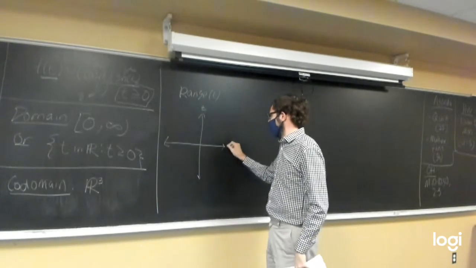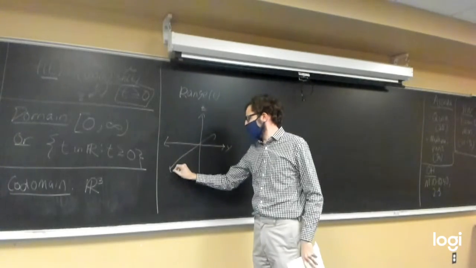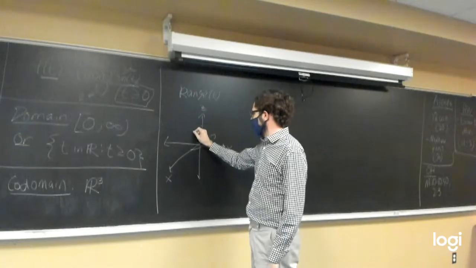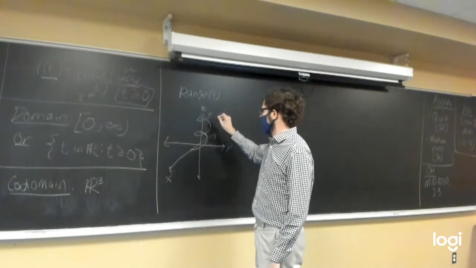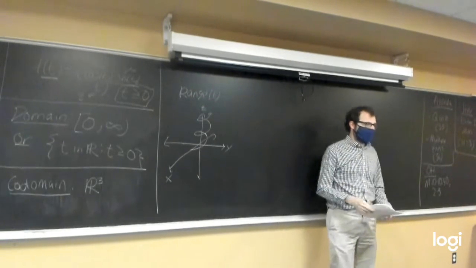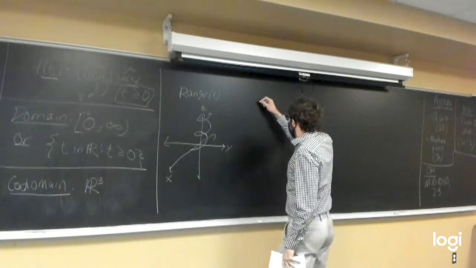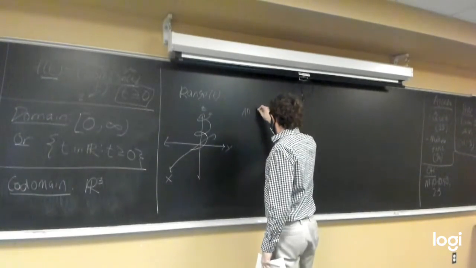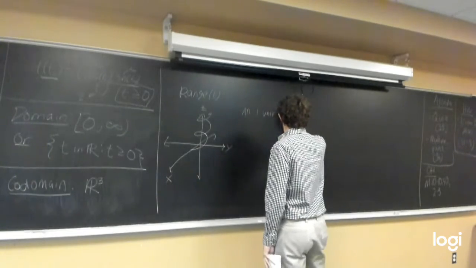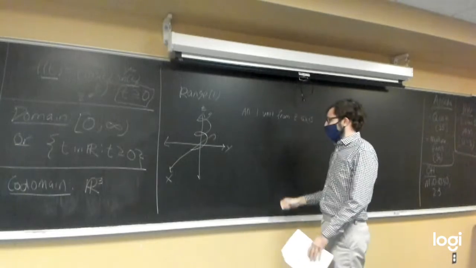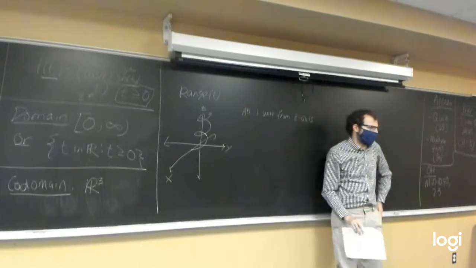Here, I'll draw a copy on the board so that we can look at it. We have this spiral going up. So I'll make some notes here. All 1 unit from the z-axis. That's helpful to start. What else can we say?